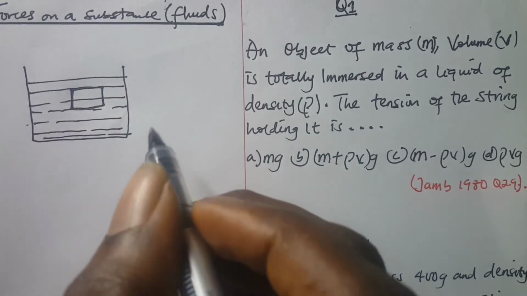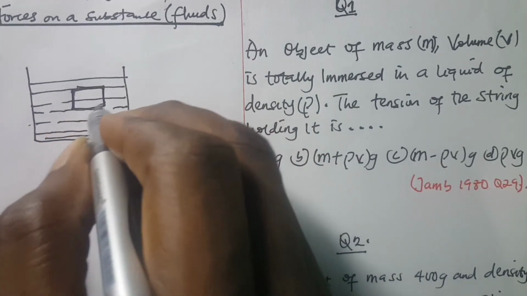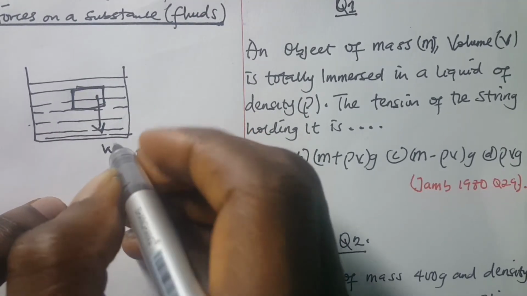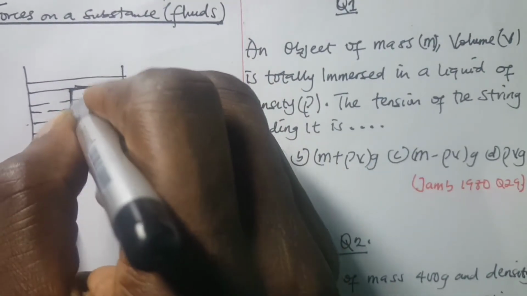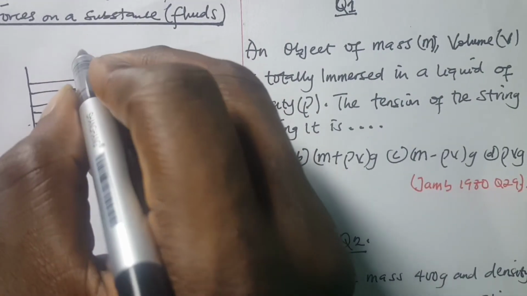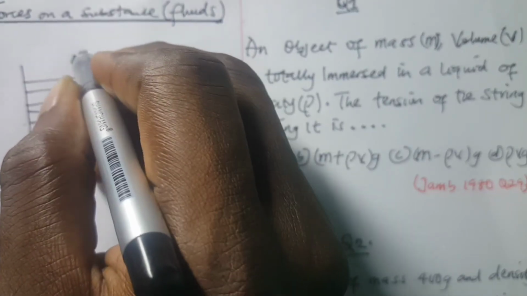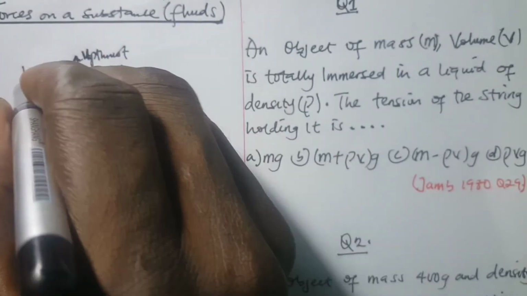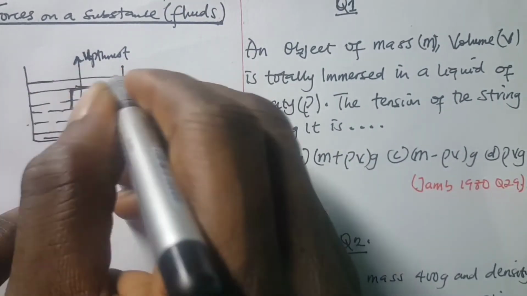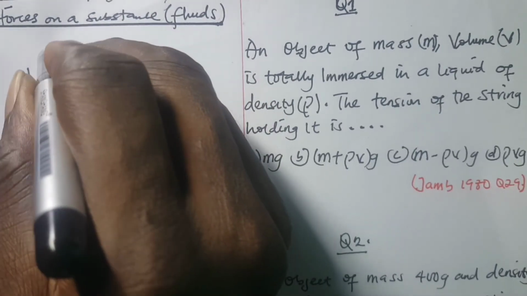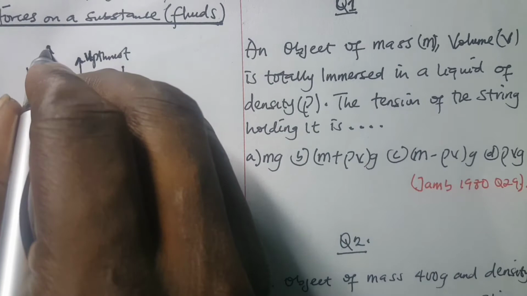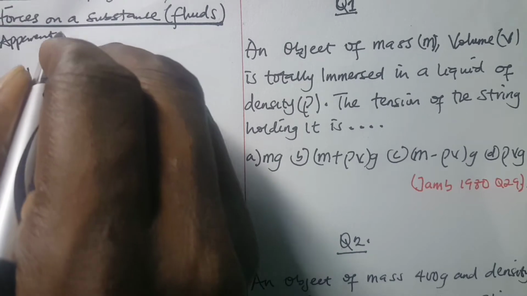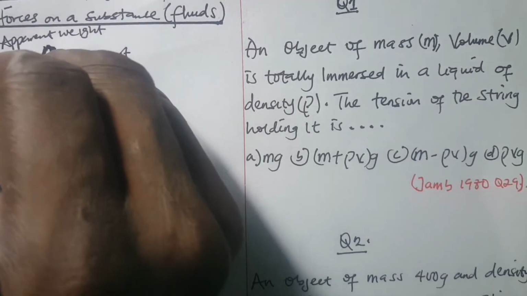As you can see, we have the weight of this solid acting vertically downward. We have the upthrust, an upward force, which we call U, and we have the apparent weight, which is acting on top. The apparent weight, in physics, is so-called apparent weight, which people call tension.